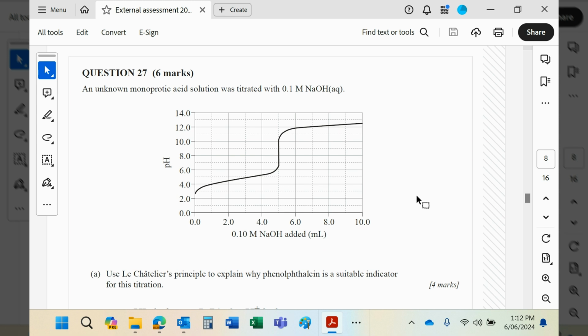You need to find an indicator whose range is very close to between about just under 8 and 10. And if you look at the list, phenolphthalein has a range of 8.3 to 10. So it's perfect for that titration. Before that last drop came in, it was shown its acid color, and after the drop has come in, it's shown its alkaline color, which means it's changed color, which is what you need in a titration.